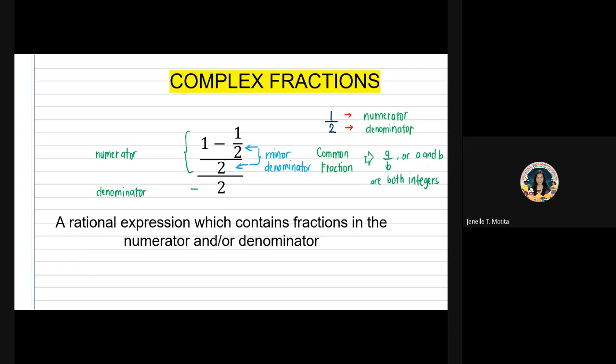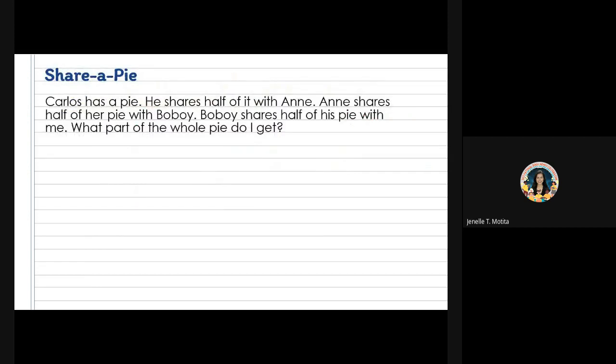For this session, what are we going to do? We're going to simplify complex fractions. How do we solve this kind of fraction? Let's start with a word problem entitled Share a Pie, and sharing is caring. Let me read. Carlos has a pie; he shares half of it with Anne. Anne shares half of her pie with Boboy. Boboy then shares half of his pie with me. What part of the whole pie do I get?